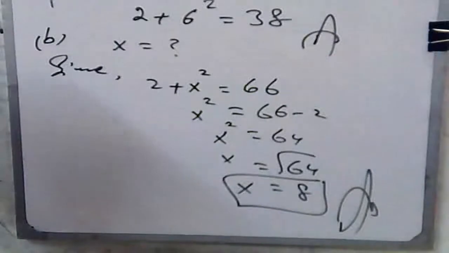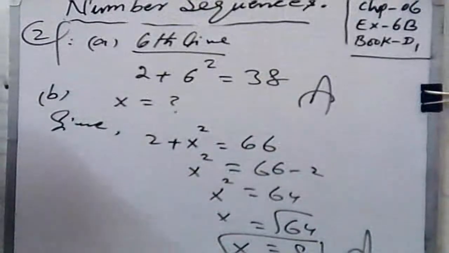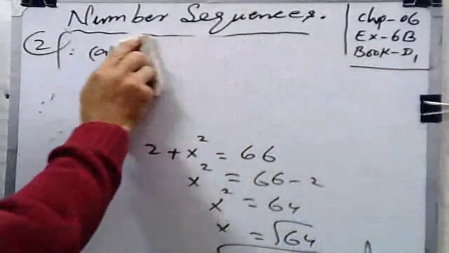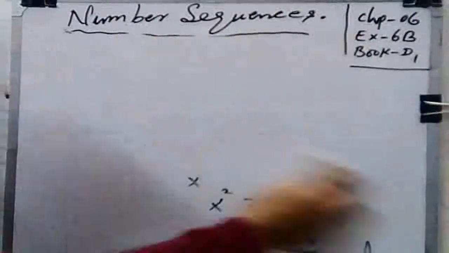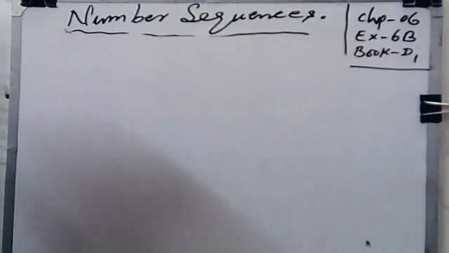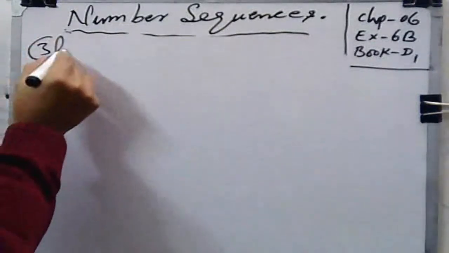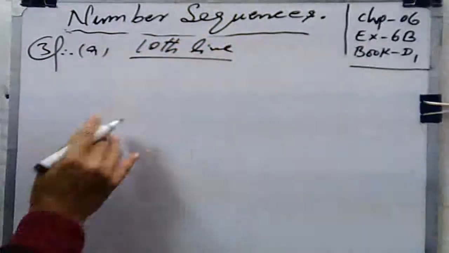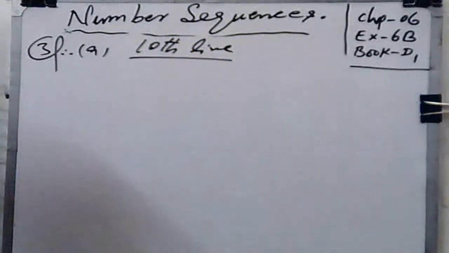Now coming to question number 3. In question number 3, once again consider the pattern. The pattern is very much important. Once again you have to see the pattern, and you have been asked to find the 10th line. So in question number 3, in A part we have to write the 10th line. If we see the statement, when we need the 9th line, here you can see 9th has been put. If we want to find the 10th line, we have to put here 10th.